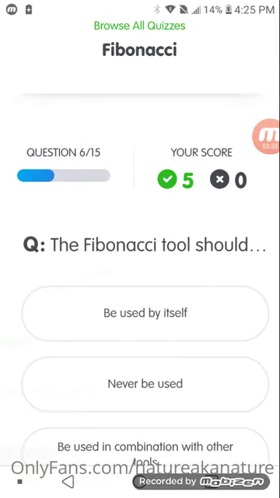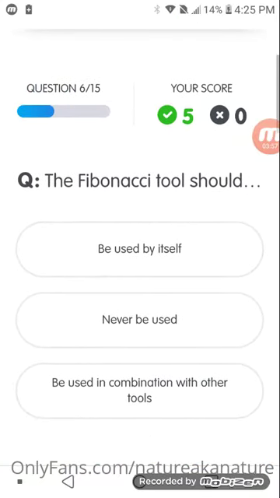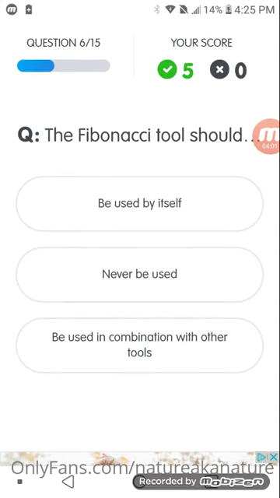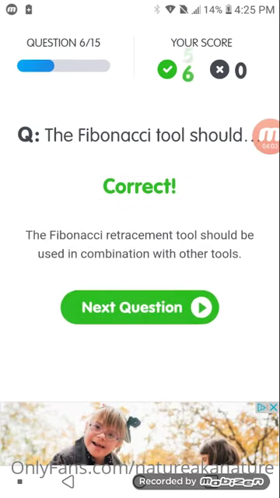All right, so should the Fibonacci tool be used by itself, never be used, or used in combination with other tools? The Fibonacci tool should be used in combination with other tools, because just like any other Forex technical indicator, these tools are not always 100% valid. They are not foolproof, meaning you have to combine them with other tools to give you a higher probability of success. So Fibonacci retracement tools should be used in combination with other tools.